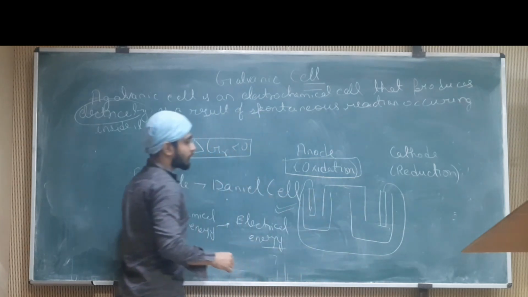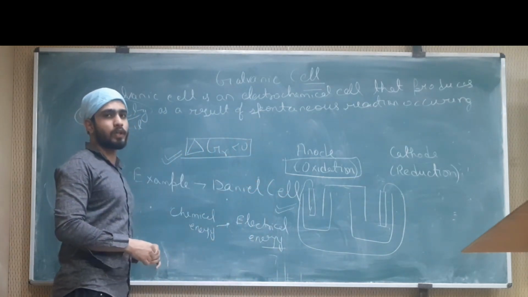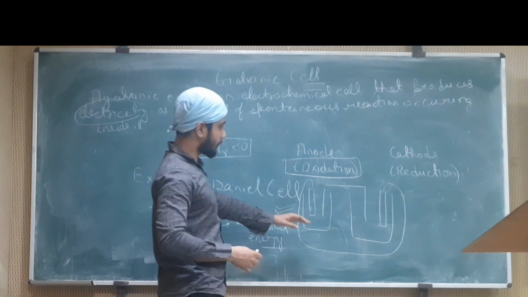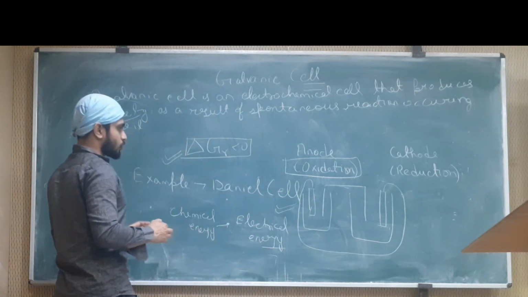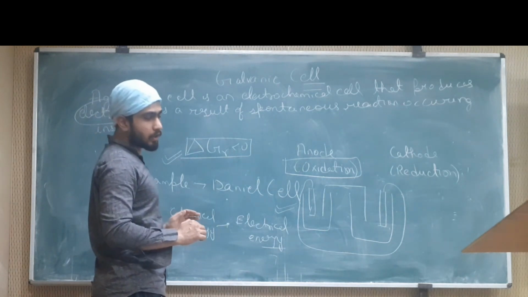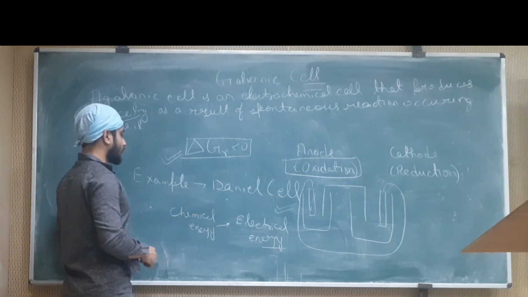Here they are connected with the help of the salt bridge. So there is a salt bridge between the anode and the cathode, whose function is to maintain neutrality when the reaction is occurring.